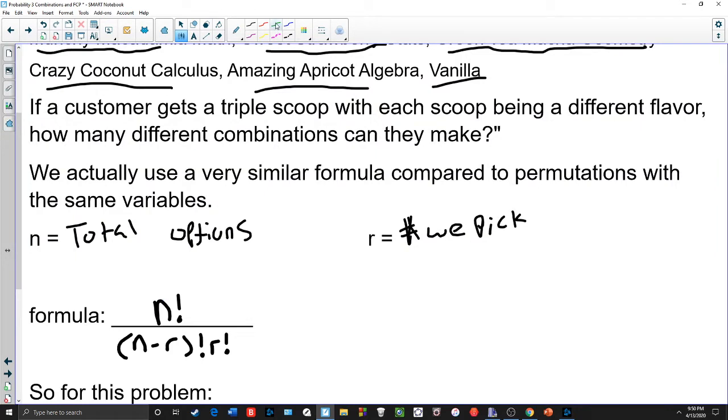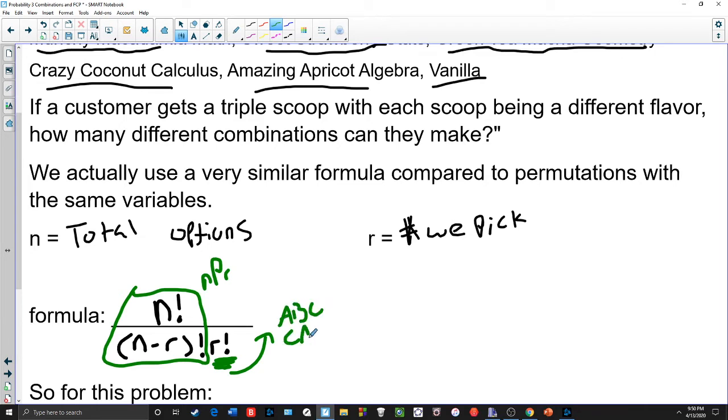In fact, if you look closely, it looks pretty much almost the same, right? This part right here is actually NPR, just that piece. This extra little R factorial makes it a combination because this divides out all the repeats. So this little R factorial is there to make sure that ABC, CBA, or CAB, BAC, and so on are not counted twice or 3 times or 6 times or whatever. That little R factorial there makes sure that it counts all of this as just one outcome.